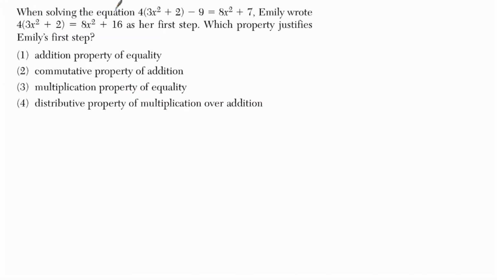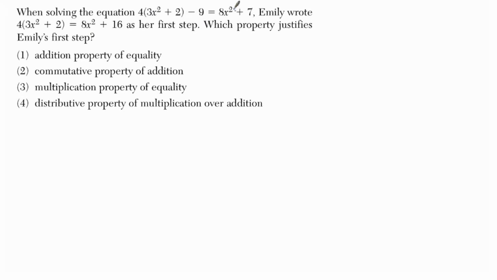When solving the equation 4 times the quantity 3x² + 2 − 9 is equal to 8x² + 7, Emily wrote 4 times the quantity 3x² + 2 equals 8x² + 16 as her first step. Which property justifies Emily's first step? And then there are 4 properties here.